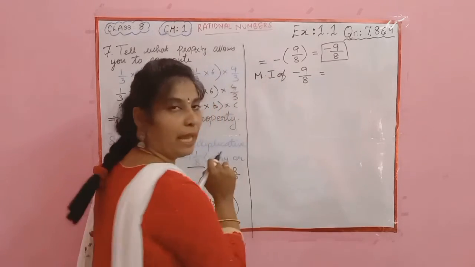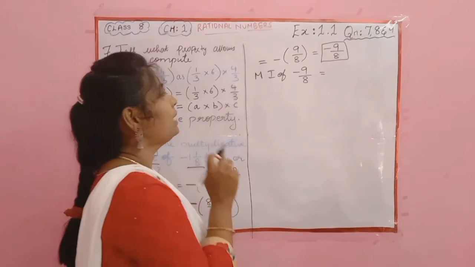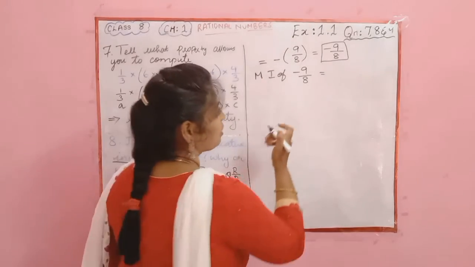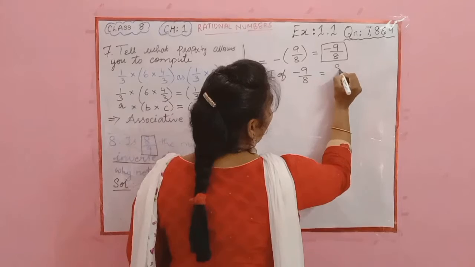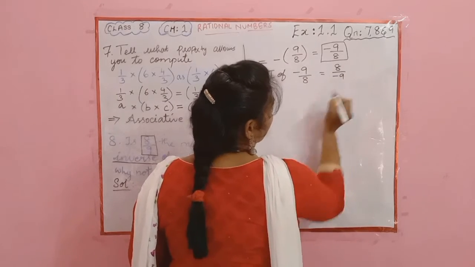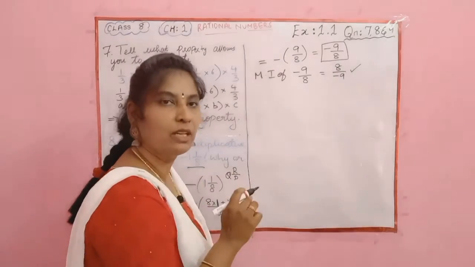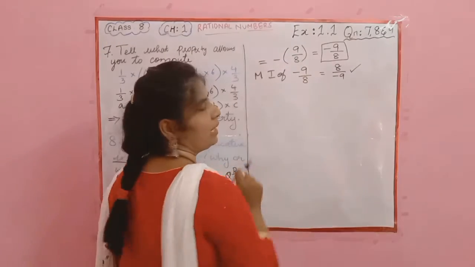Multiplicative inverse, in short form I have written MI. Okay? So multiplicative inverse of minus 9 by 8, just the reverse of that. So this will become 8 by minus 9. So this is the multiplicative inverse of minus 9 by 8.